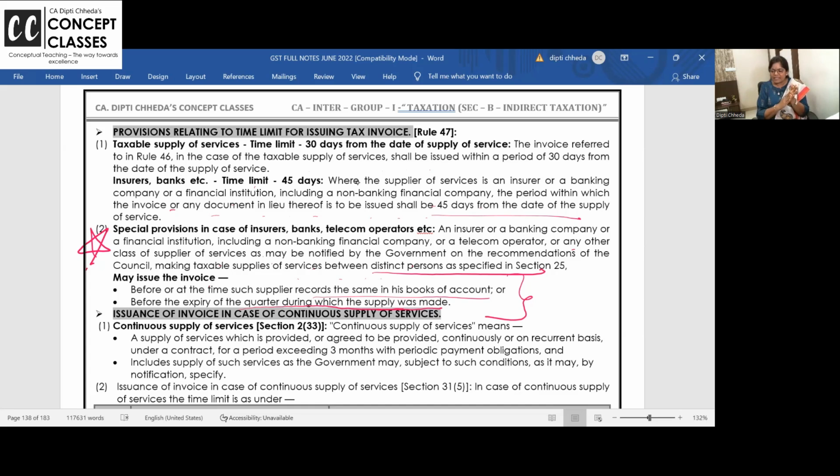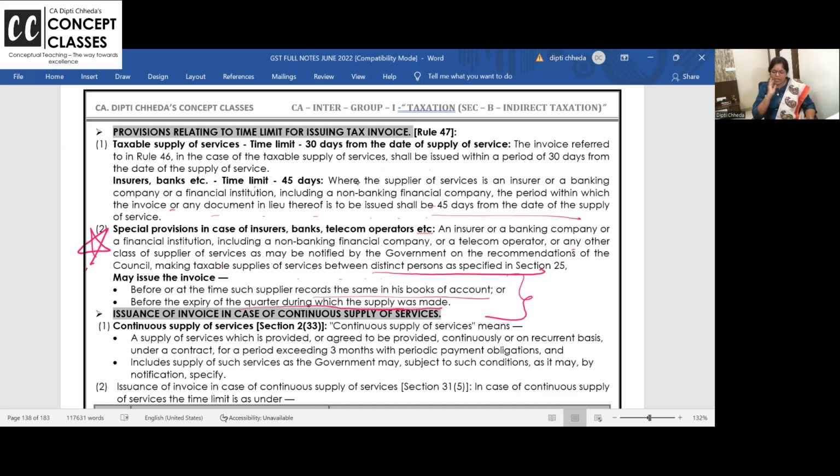Is invoice necessary? Answer is yes. The time limit for invoices is when the supplier records these transactions in the books, or before the expiry of the quarter. You all know what a quarter is? April, May, June is a quarter. July, August, September is a quarter. October, November, December is the third quarter. January, February, March is the fourth quarter. So before the expiry of the quarter during which the supply was made, you need to issue the invoice.